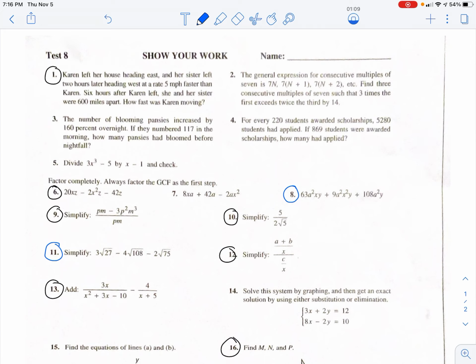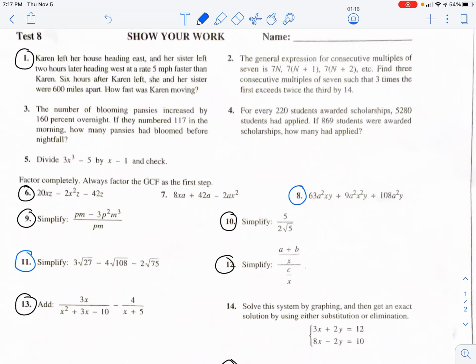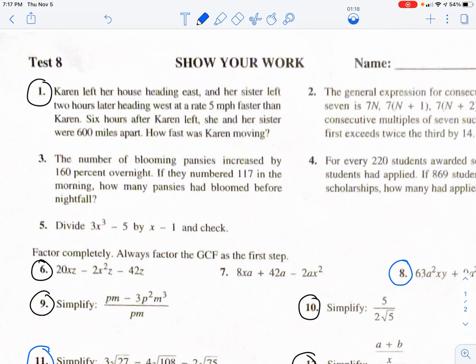Okay, so let's start with number 1. Number 1 says Karen left her house heading east, and her sister left 2 hours later heading west at a rate 5 miles per hour faster than Karen. 6 hours after Karen left, she and her sister were 600 miles apart. How fast was Karen moving? All right, so we notice, first of all, they're heading in opposite directions, right?